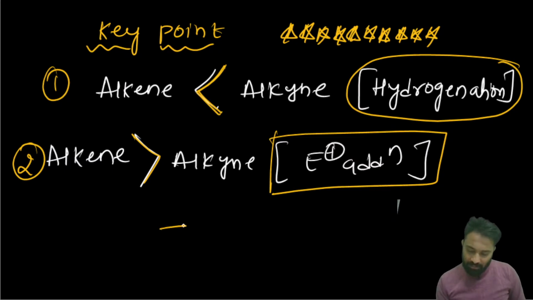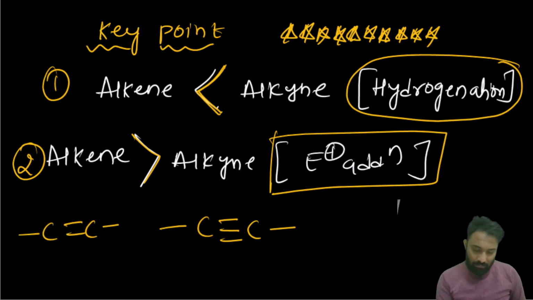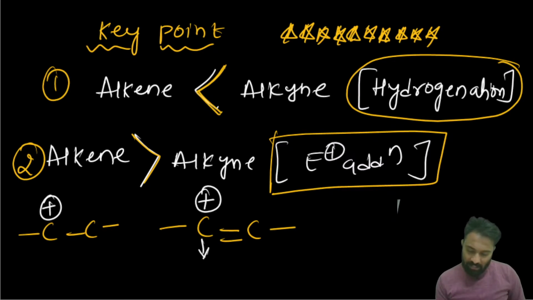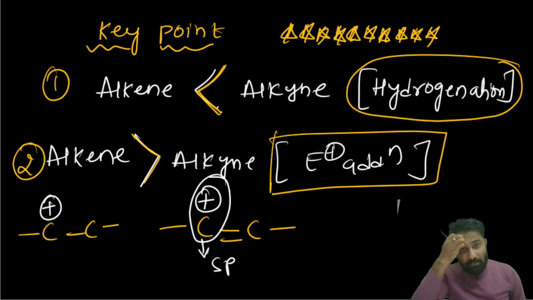Suppose I take the alkyne and the alkene. In the case of alkene, I can produce the stable carbocation here. But if I produce the carbocation at the alkyne, then this is an sp carbon, right? An sp carbon bearing the carbocation is more unstable.